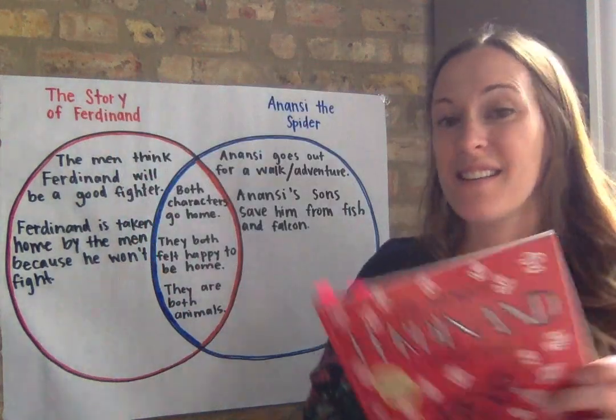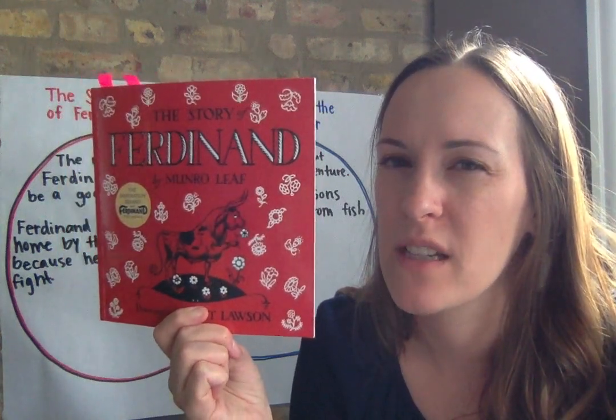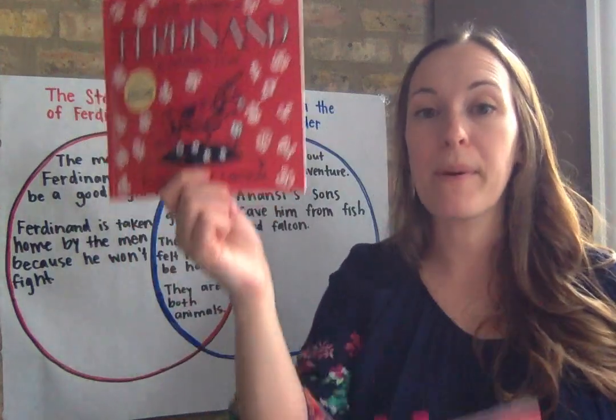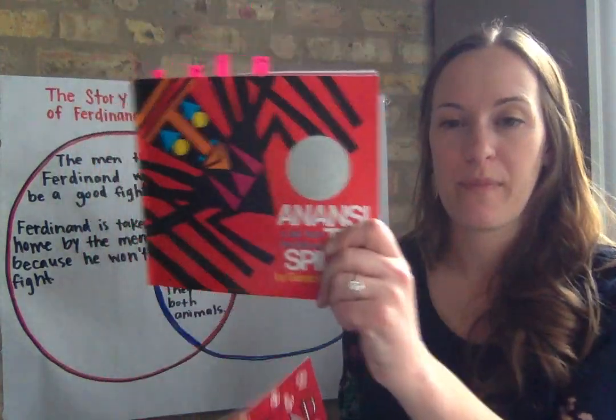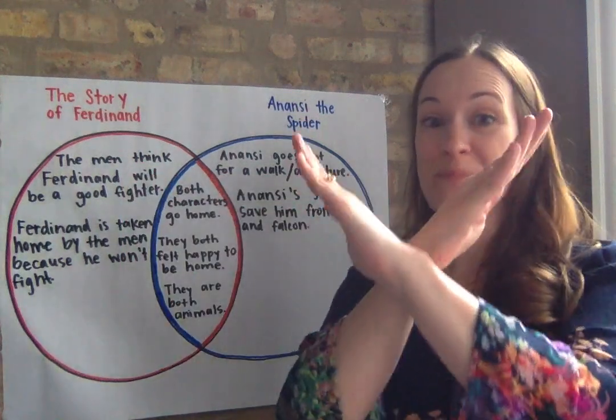Now this one might be tricky because we read this book like two weeks ago. Where does the story of Ferdinand take place? Which continent? Ready, set, go. Oh my gosh, I cannot trick you, Kipsters. Ferdinand takes place in Europe. These stories take place in different continents.